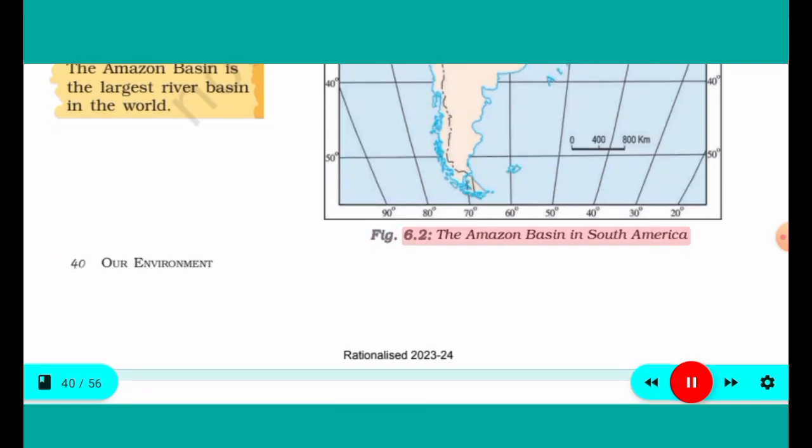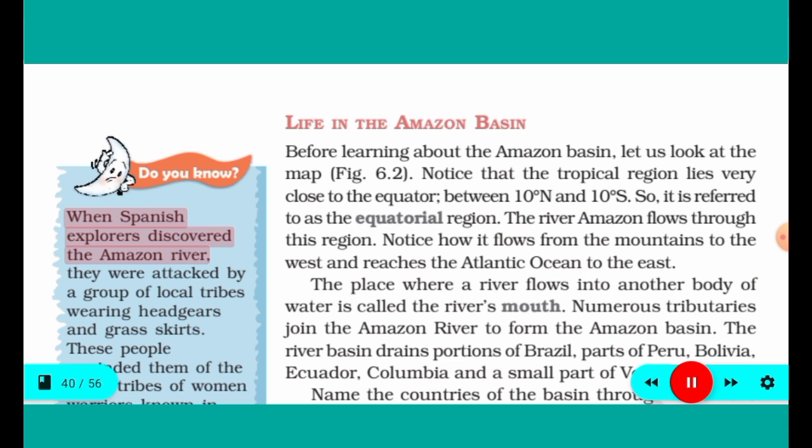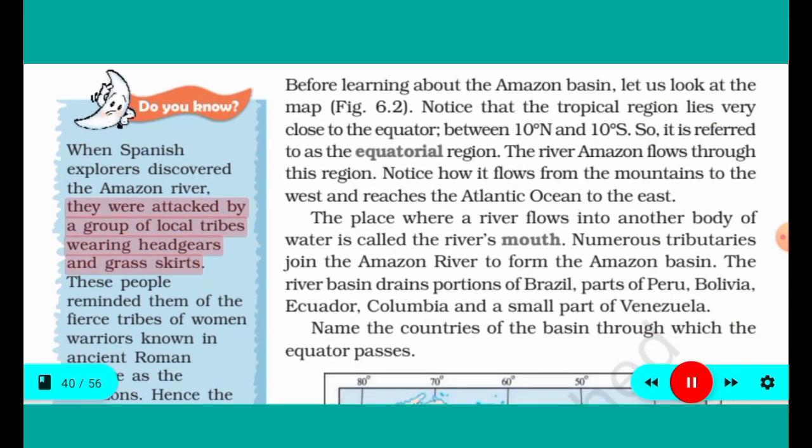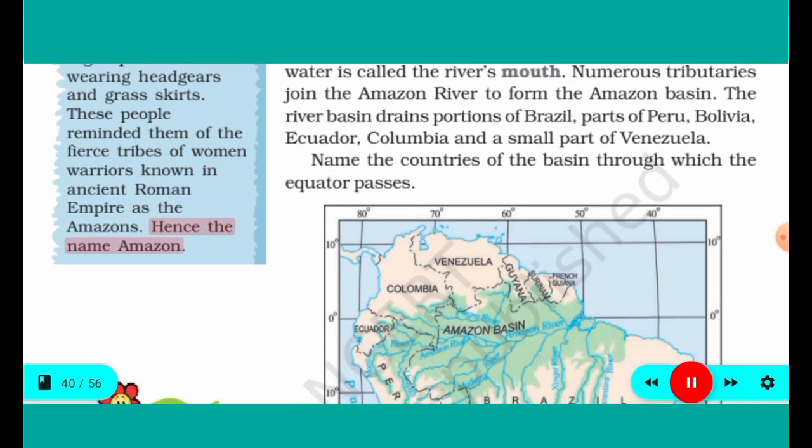6.2. The Amazon basin in South America. Do you know? When Spanish explorers discovered the Amazon River, they were attacked by a group of local tribes wearing headgears and grass skirts. These people reminded them of the fierce tribes of women warriors known in the ancient Roman Empire as the Amazons. Hence the name Amazon.